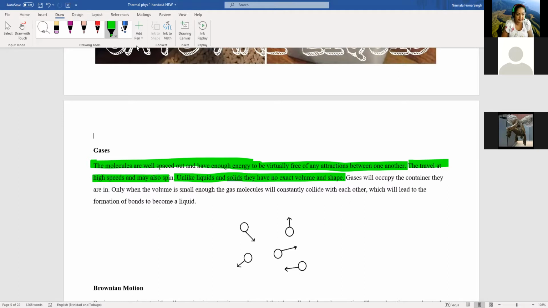Now, this is a problem here. Gases, this is why we had a kinetic theory. There was a big issue regarding how do we treat gases, because gases do not have an exact volume. You all know we can compress a gas and turn it into a liquid, right? You all should know this by now. I hope.